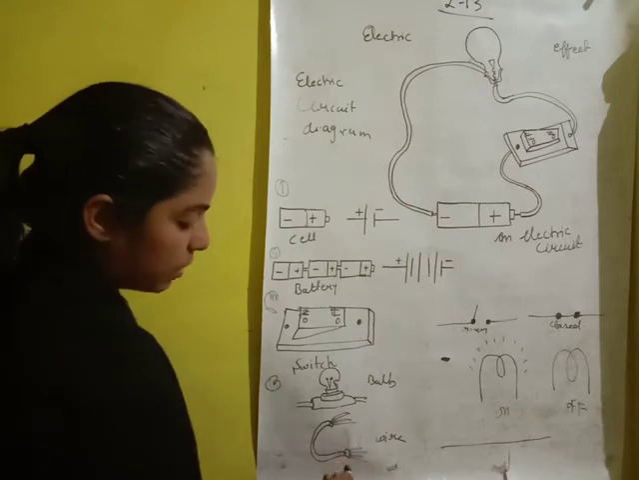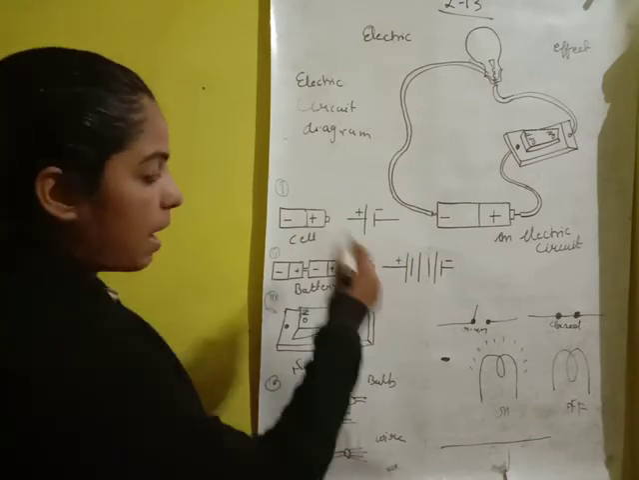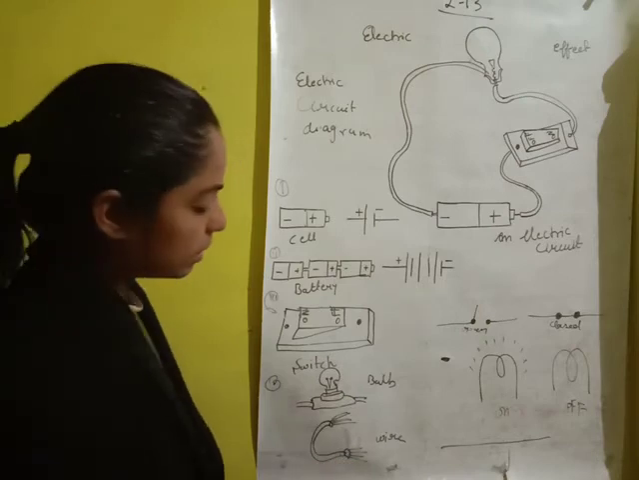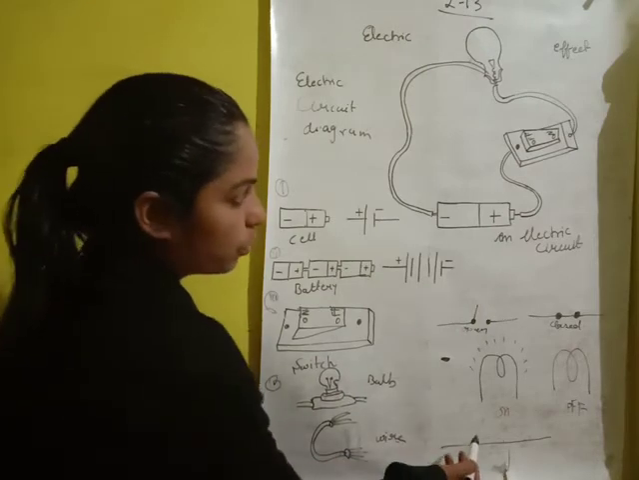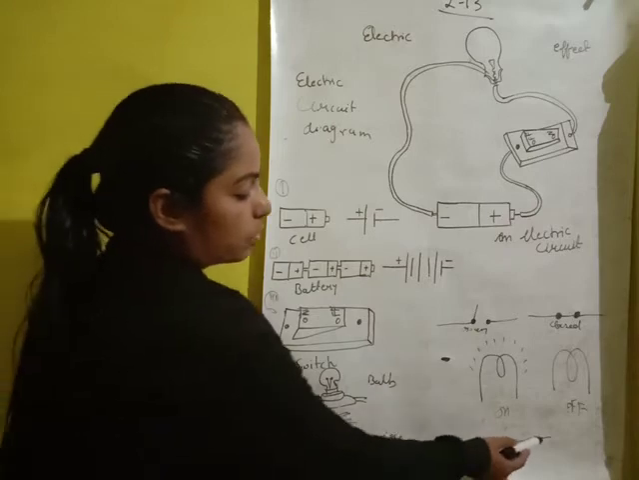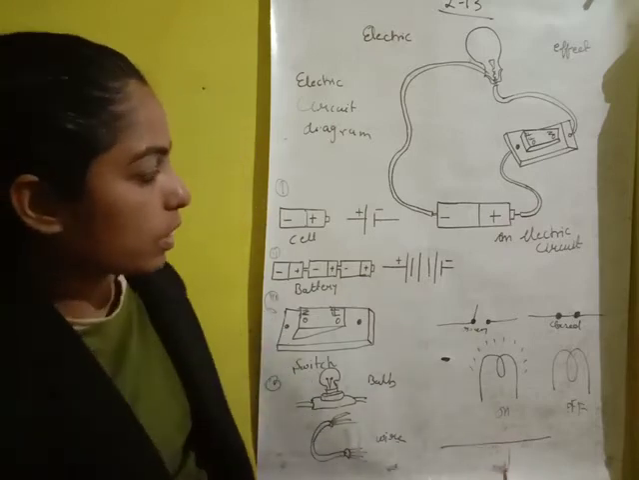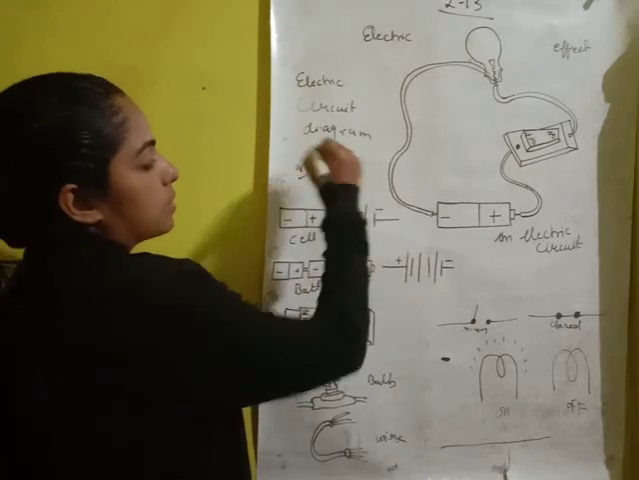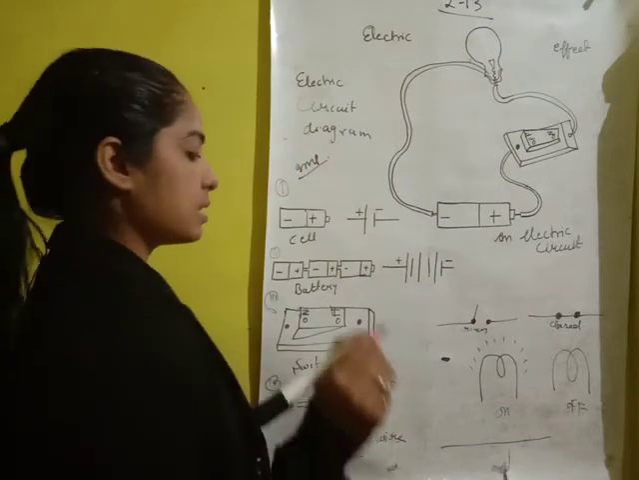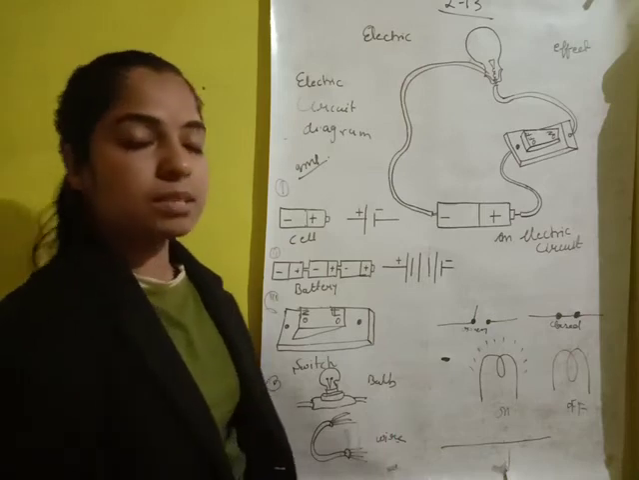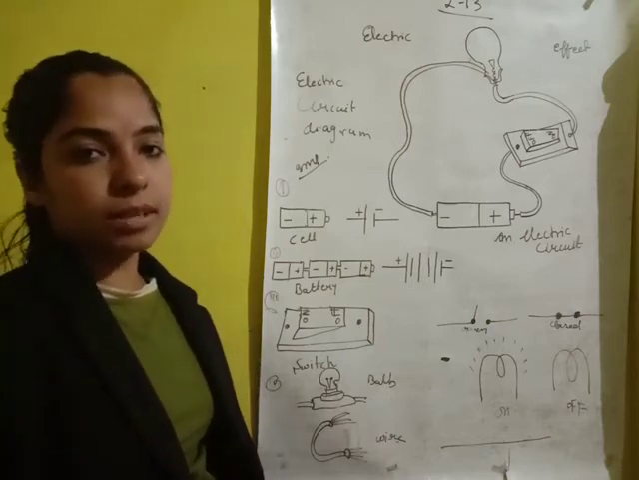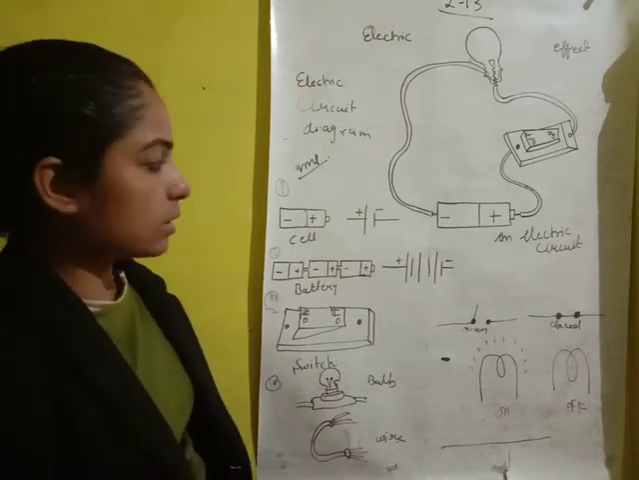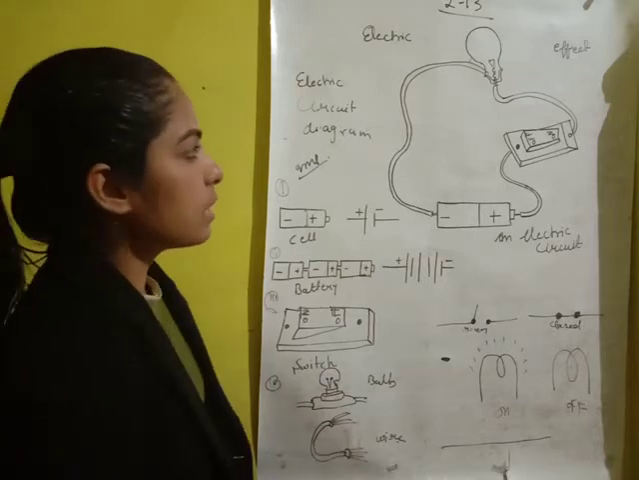The last one is the wire, through which all these parts are connected together. The wire is covered with an insulator. In the diagram, you use this type of line for a wire. Students, this is very important. Always remember, it is important not only in this class but also in further classes, like 10th and 12th. This is a very simple diagram.